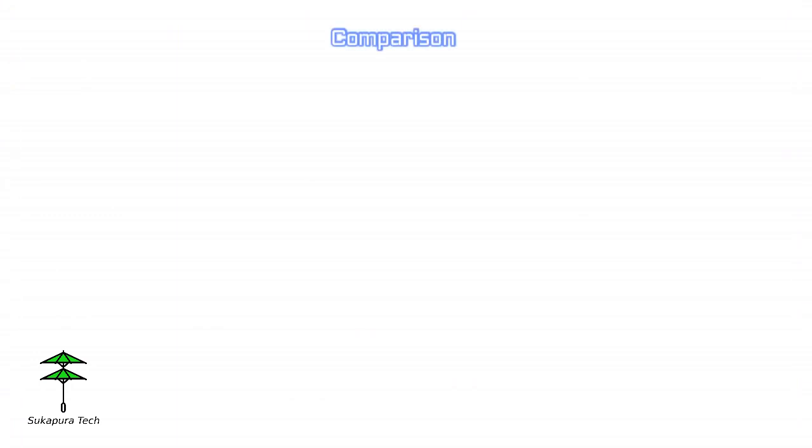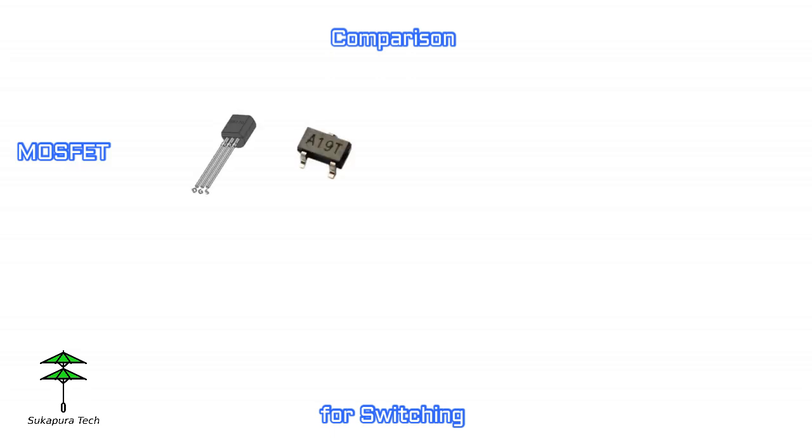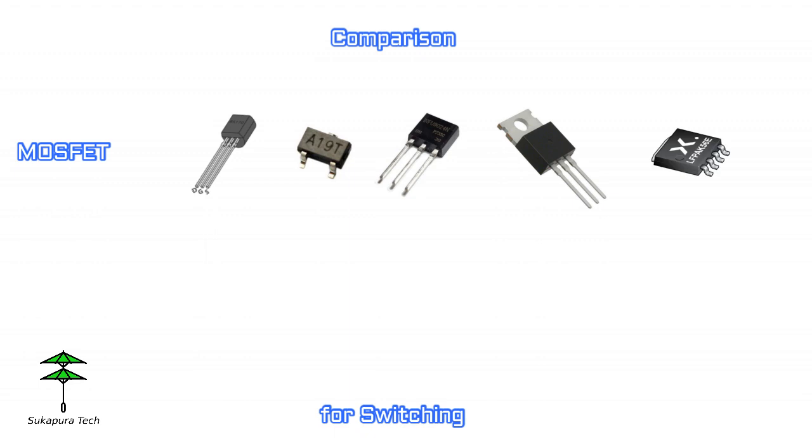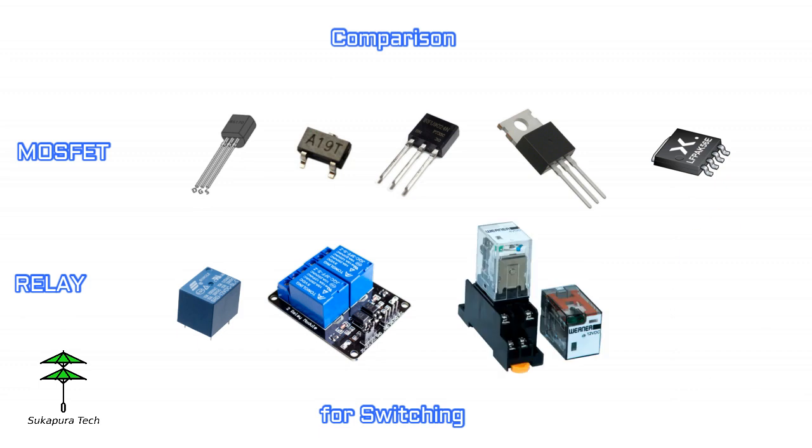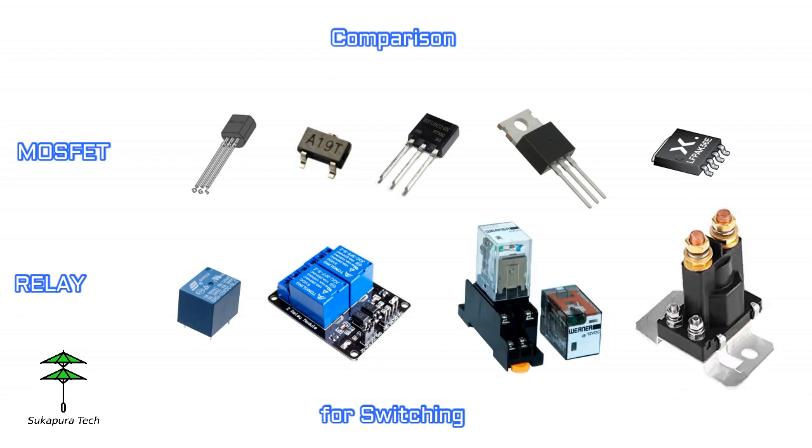This comparison is only based on my experience in terms of its application for switching. I will not explain further about the theory. There are many kinds of MOSFET, tiny and big, straight lead, and also SMD. And relay, it looks stronger.